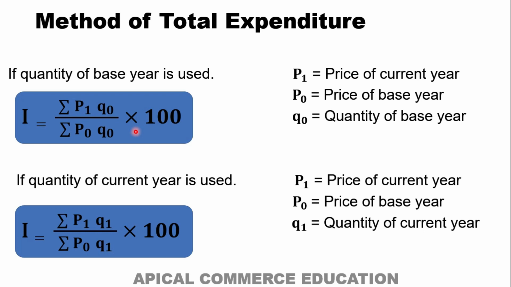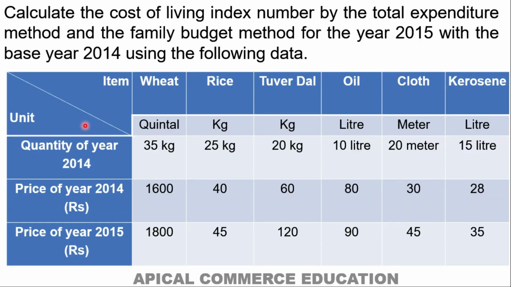So now it's very clear that we will be using this formula to calculate this question. So now let's solve it. Before going into the solution, if we look at the item wheat, the unit is given as quintal over here and the quantity is given in kg. It means that the prices 1600 and 1800 are given for 1 quintal. 1 quintal is equal to 100 kgs, but the quantity is given in kg. So before proceeding to the solution, we need to convert these prices into kgs.